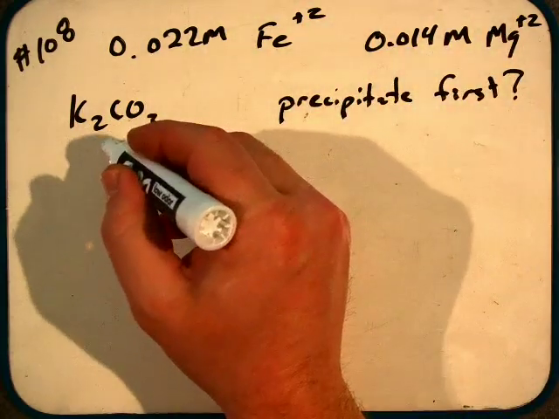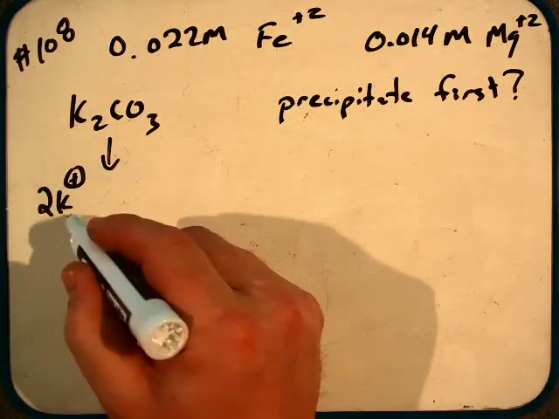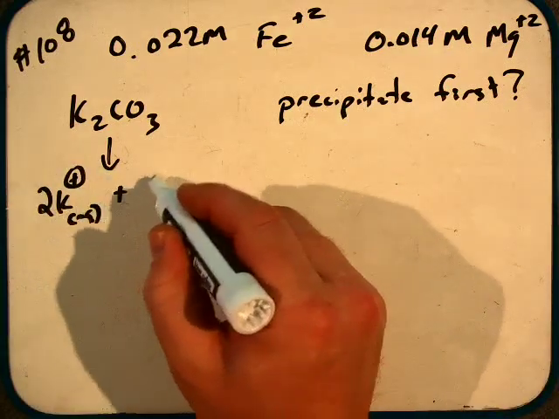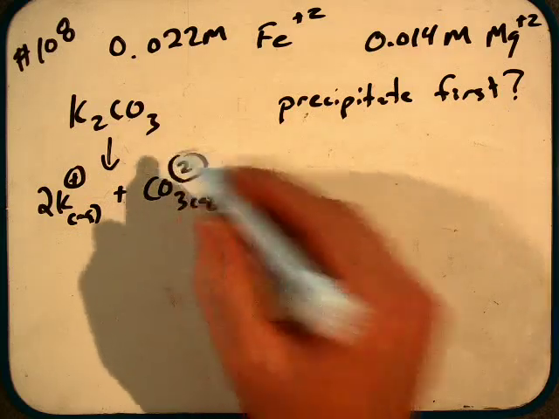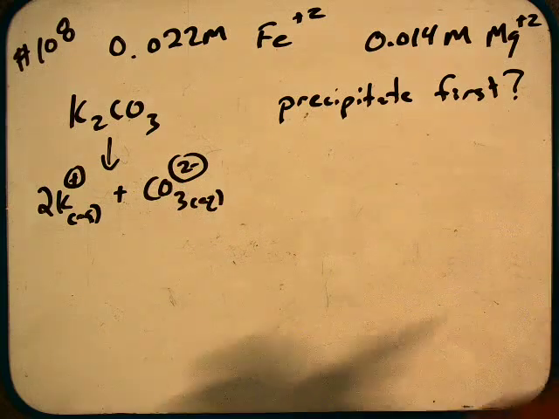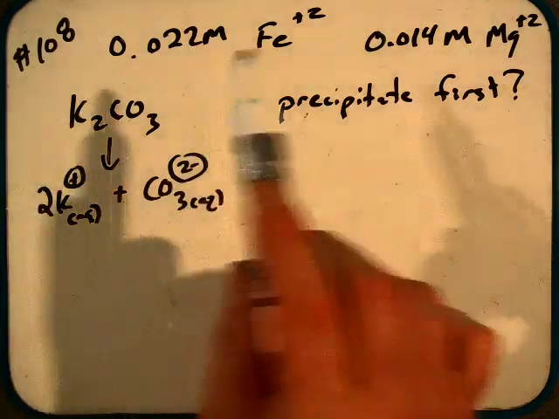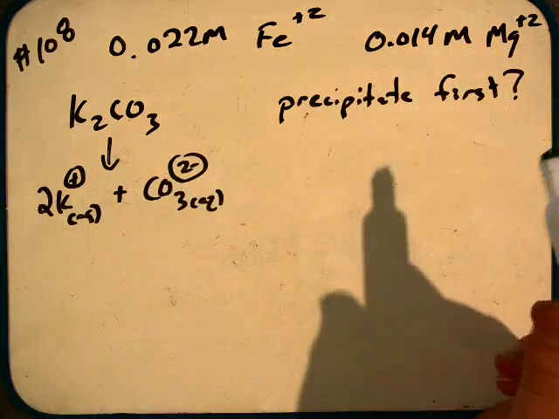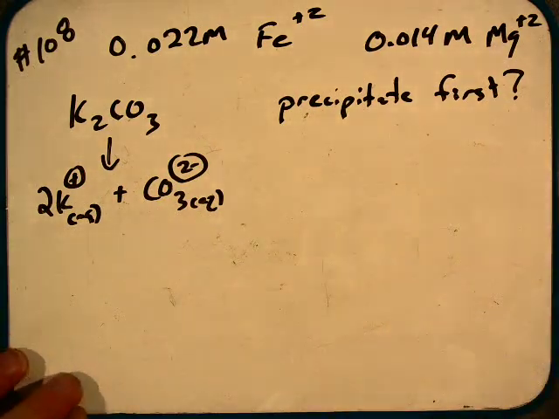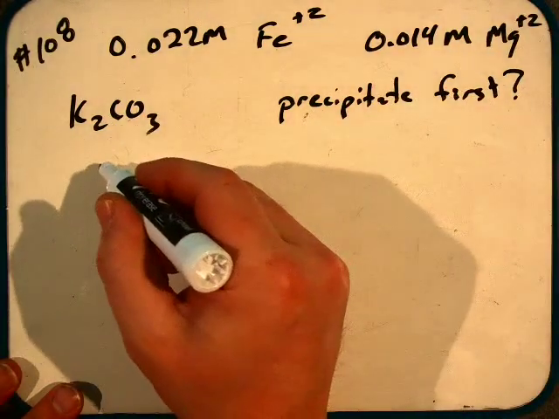When potassium carbonate goes into water, you're going to get two potassium ions and then a carbonate anion. And it's the carbonate that's going to cause the precipitation. We're not going to see potassium reacting with these metals because they're all positive. You're going to have the carbonate reacting. So if that's the case, these are the two reactions we're looking at.